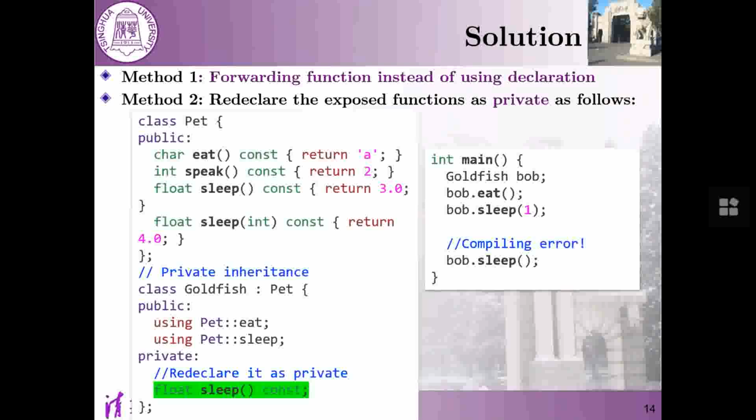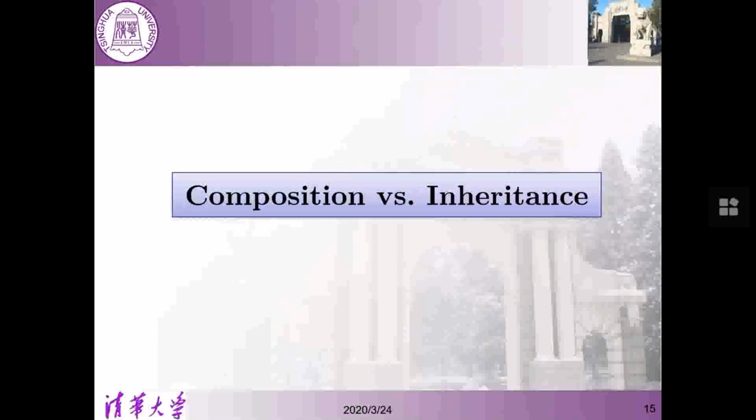And also, we can redeclare. There are other ways to redeclare. We have exposed the two versions like this, but we can still redeclare as private. So in this case, this version is exposed, but again declared as private, so that it cannot be accessed. So these are the two ways to solve this problem.